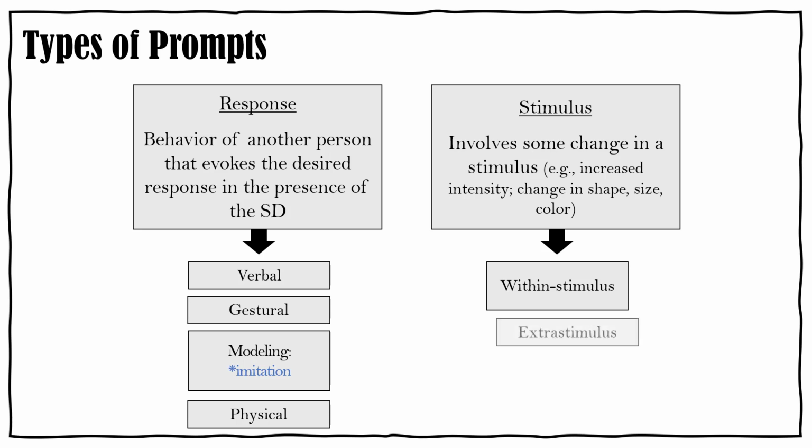Then we have extra stimulus, and that's when you actually add something to the discriminative stimulus. So, for example, whenever you were teaching, maybe you were trying to figure out right hand, left hand, you might have put a little L on your left hand. So that would be an extra stimulus prompt, and that you added something to your left hand to make it more likely that you would identify that your left hand is actually your left hand.